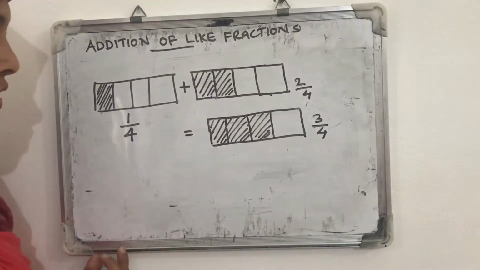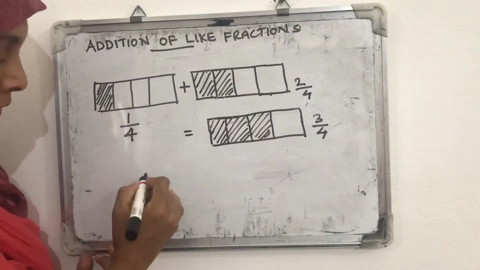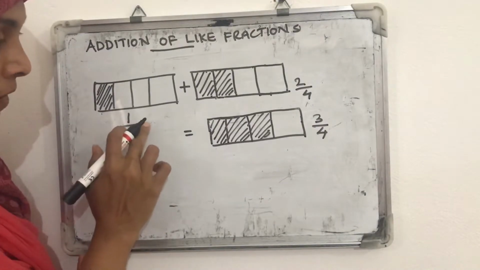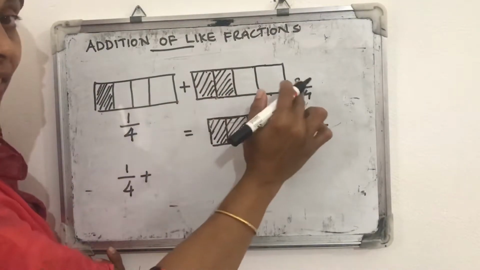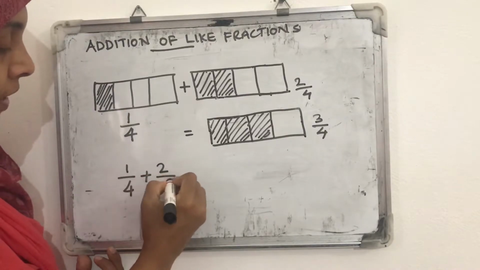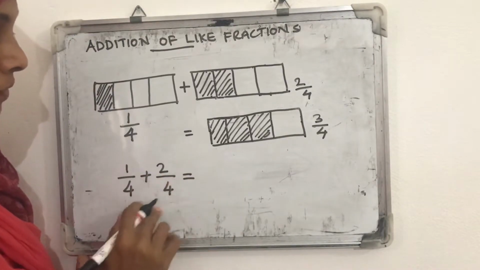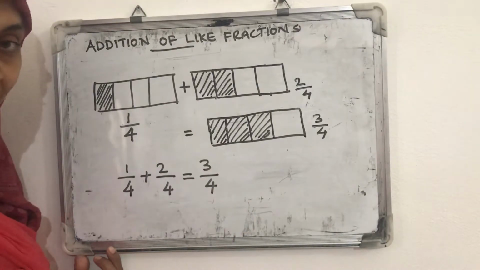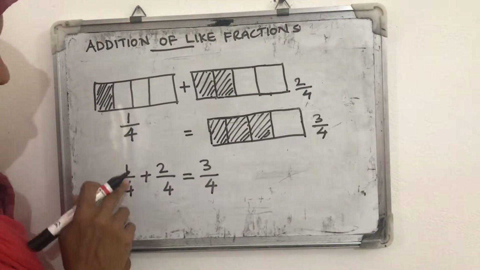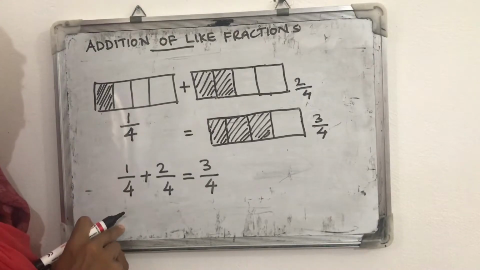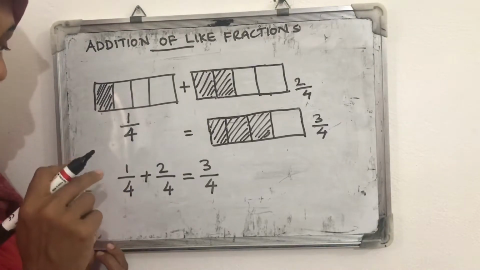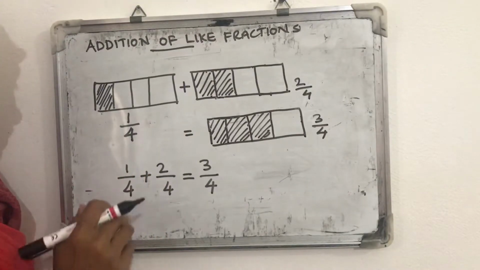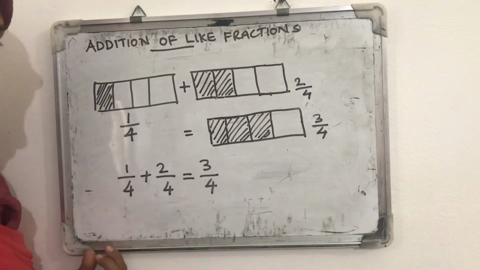Okay, now what did we get? When we add 1 by 4 plus 2 by 4, what did we get as the sum? We got 3 by 4. Now look here. When we add like fractions, all of you should take care: only if they are like fractions can we add this way. If they are unlike fractions, there is another method.